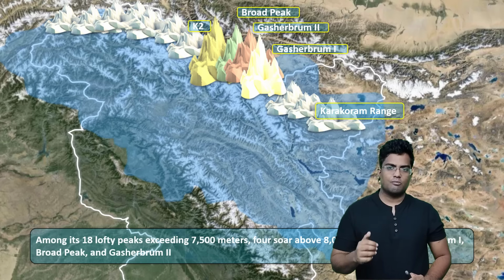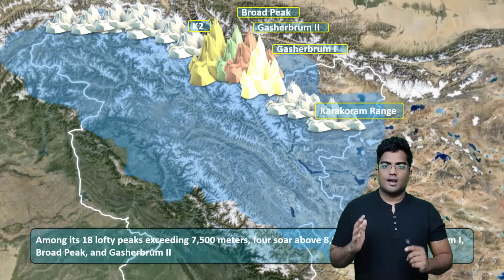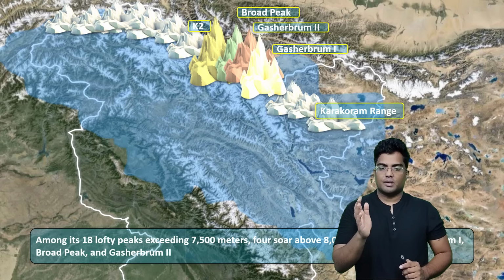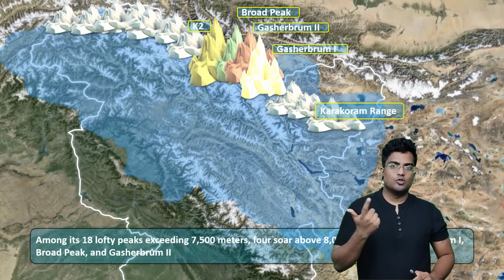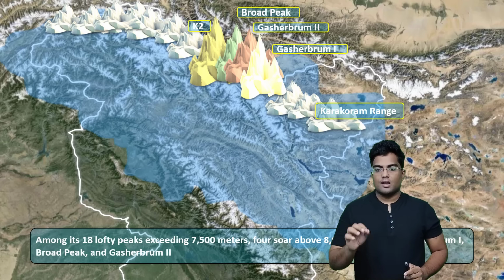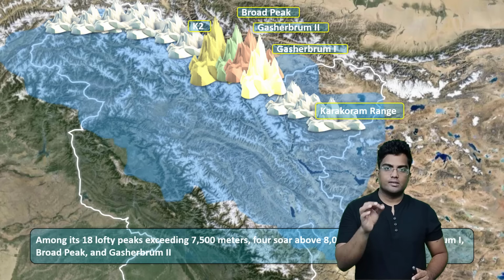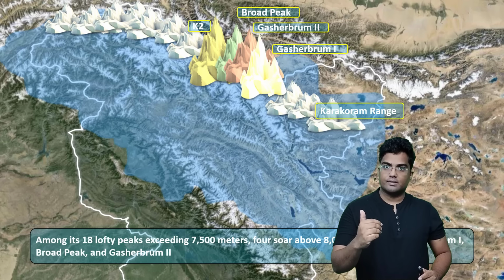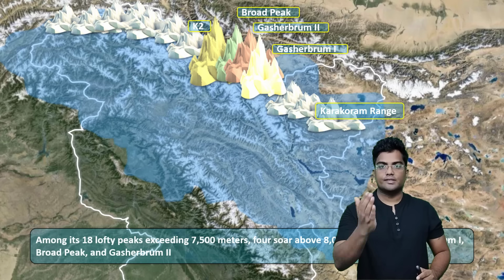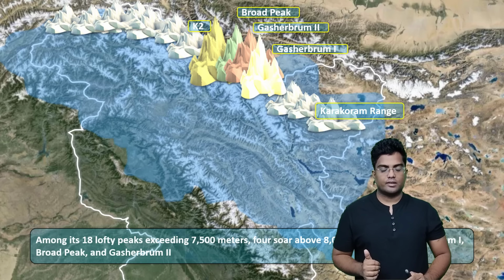There are 4 or 5 Gasherbrum mountains. I'm not that expert on these mountains, but there are many of them which are named as 1, 2, 3, 4 and on. Essentially, K2 is the tallest one here. The tallest one in the entire world is Mount Everest. The second tallest is K2, right?